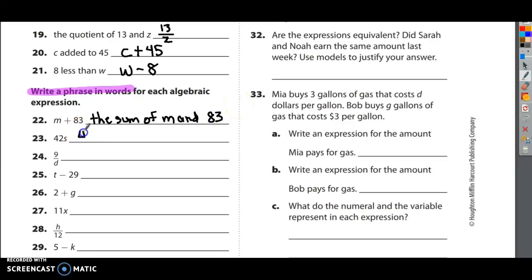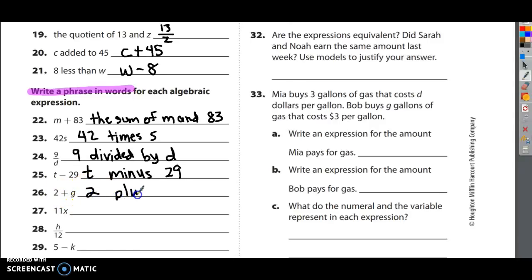42 right next to s means 42 times s. N over d means 9 divided by d. T minus 29, you could say 29 less than t, or you could say t minus 29. Both are fine. I'm going to write t minus 29. 2 plus g, you could write the sum of 2 and g, or you could actually just write 2 plus g.